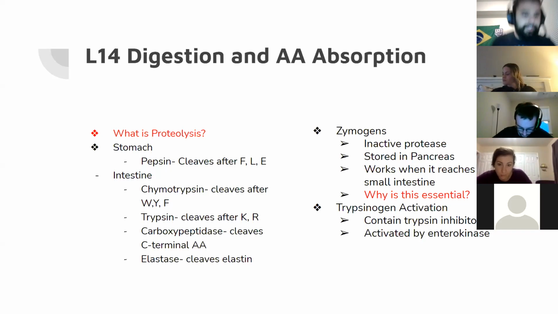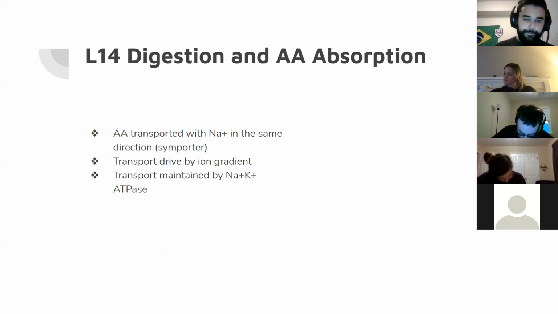So zymogens are just a little safety structure, right? To prevent these bombs from going off until they're in the right location to start. Okay. So then trypsinogen, which is the zymogen of trypsin. There are different activations for trypsinogen. In this case, they actually contain a trypsin inhibitor, but they're activated by an enterokinase, right? So it's basically a phosphorylation event in trypsinogen that allows trypsin to start working.